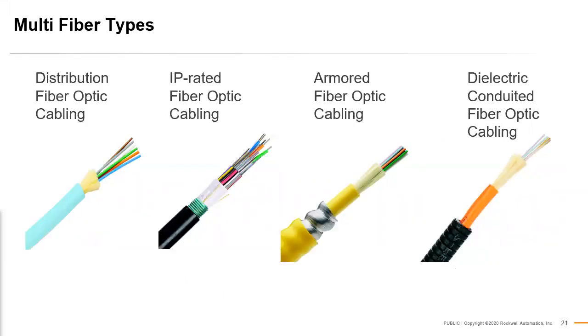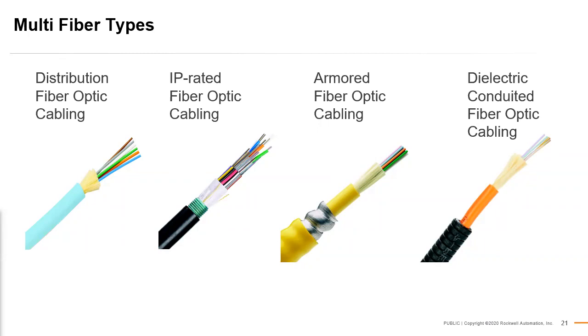So moving on to the different types, when you actually look at one of these cables, what does it look like? We have a few different ones here. We have our distribution fiber cable, and when you look at the cores coming out of that, those are most likely going to be your tight buffered cable. When you look at the IP rated one, you can see the cores actually coming out of those tubes, so that's going to be the loose tube style. So they're a little different there.